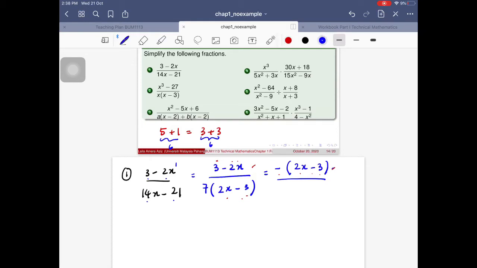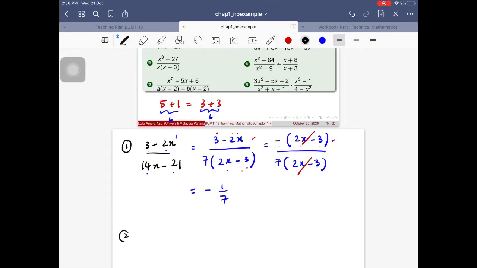So check every single time you change the function. And at the bottom, I'll end up with 7 multiplied by 2x minus 3. And then I'm going to simplify this, and I'm going to end up with a function of negative 1 over 7. So notice how the function changed: we can simplify from 3 minus 2x over 14x minus 21 to negative 1 over 7. Okay, that is the first example.